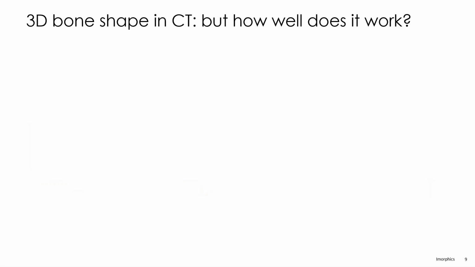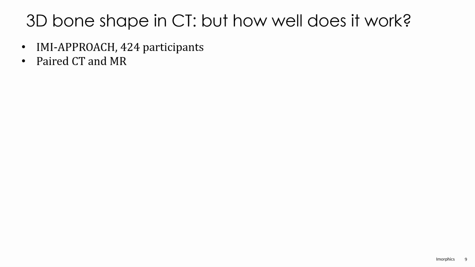I say equivalent, which of course begs the question of how equivalent. Now, in order to answer this, we took images from the IMI APPROACH study, which was a 2-year prospective study consisting of 424 participants, in which they took pairs of CT and MR images of the same patient at the same time point across a large patient population, which allows us to calculate the CT and MR B-scores for each patient pair of images and see how well they agree over this large population.